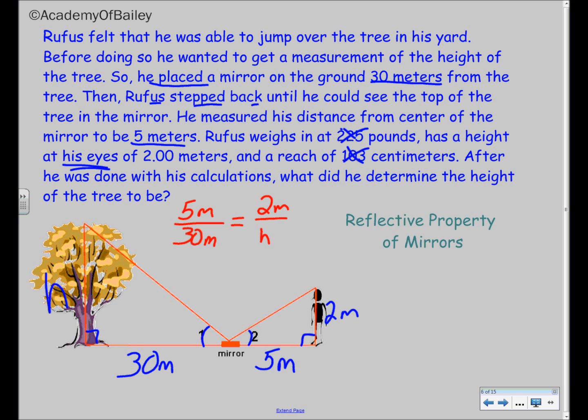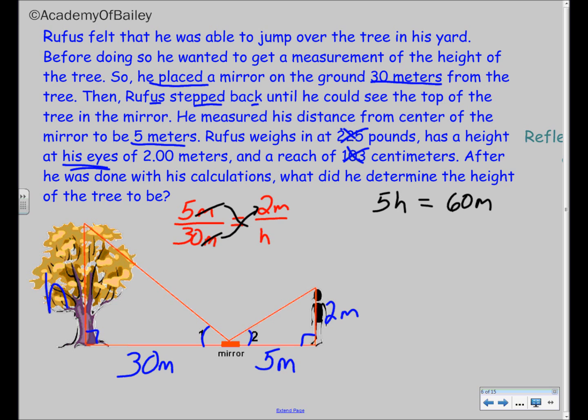And so from this point, we just do some cross multiplication. 5 times h, so we have, let me do something here before we do that. I see meters on top and meters on bottom. I'm going to go ahead and cancel those off. And now 5 times h is 5h. And 30 times 2 meters. 30 times 2 is 60, so that's 60 meters. How do we get h by itself? Divide by 5, divide by 5. That leaves us the height is equal to 60 divided by 5 is 12 meters. So the height of the tree is 12 meters.